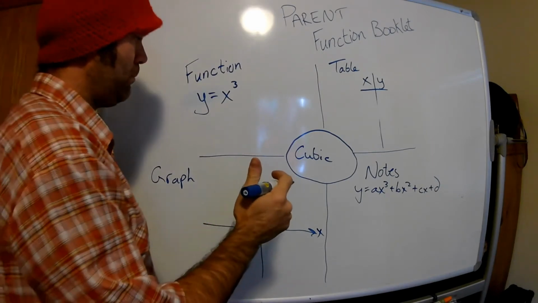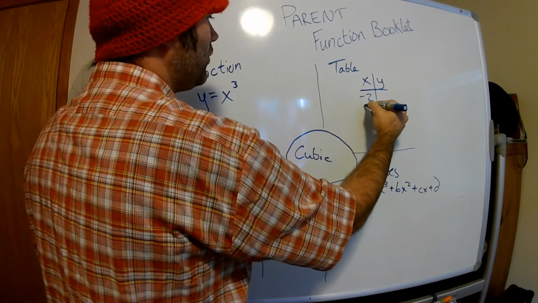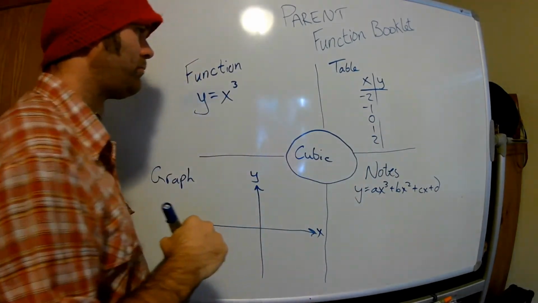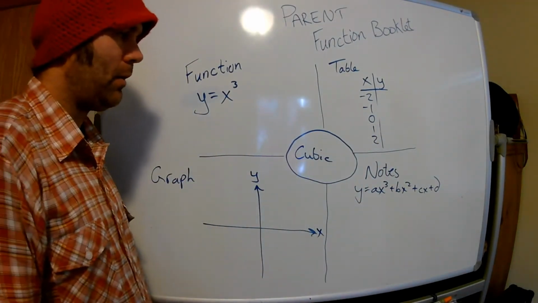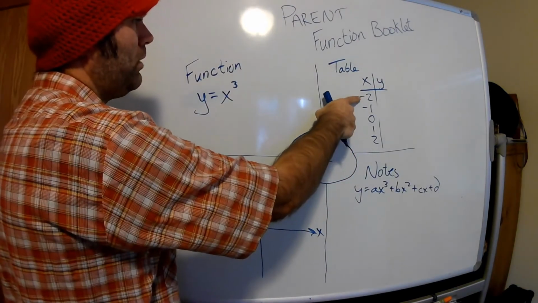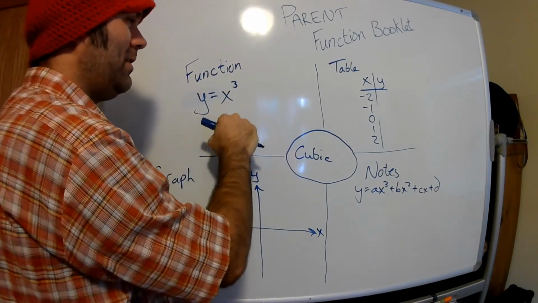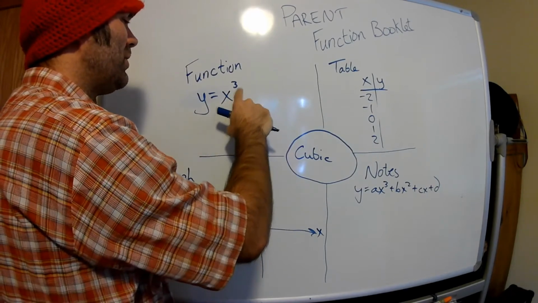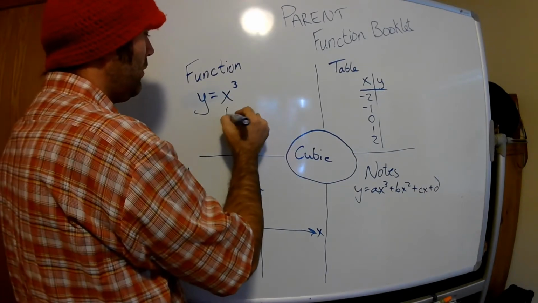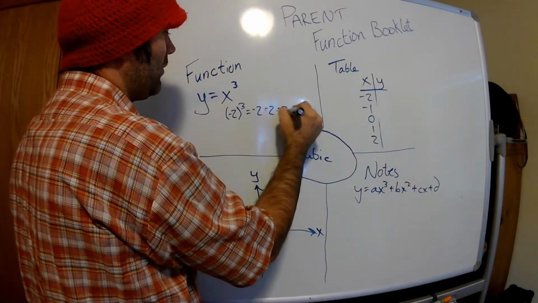Alright, so we're going to go ahead and plug some numbers into our table. I'm going to stick with my traditional -2, -1, 0, 1, and 2. Really, I want to show the pattern, so I'm seeing if there's a pattern here. So I'm going to go ahead and plug -2 in for x. -2 cubed, so that's -2 times -2 times -2. So we might want to write that out.